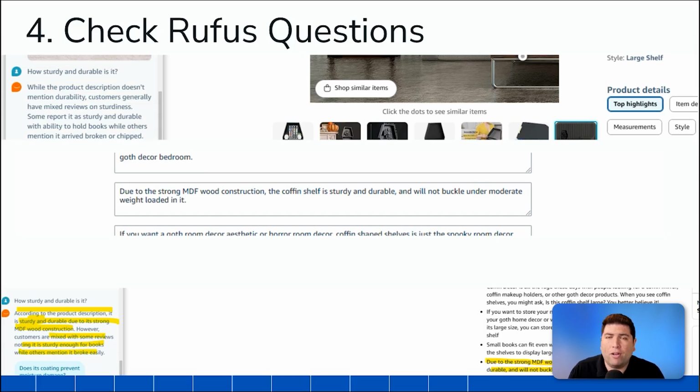Now, if you've got a brand new product, you're not going to have Rufus questions to look at. So look at some of your top competitors, because the questions that show up on their pages are probably what Rufus is going to put on your page. Have those questions answered from day one in your listing. Most likely, the important ones are answered if you've done all our other steps, like the review analysis and looking at the images. But every now and then, like with sturdy and durable, there might be something off the wall that you don't have. Go ahead and update your listing accordingly.